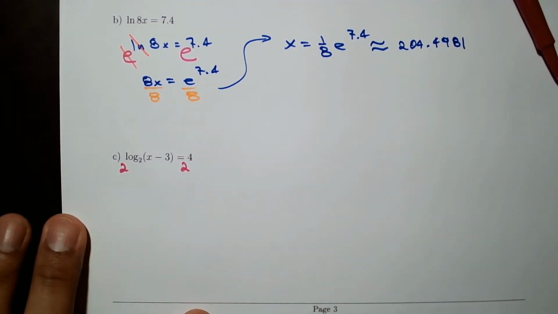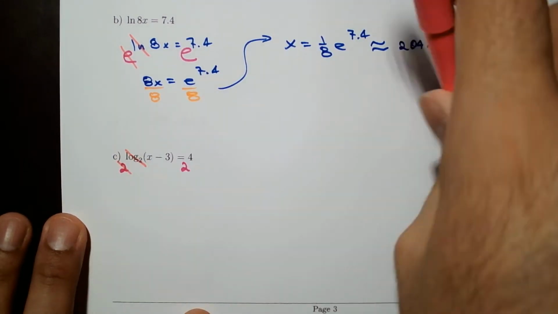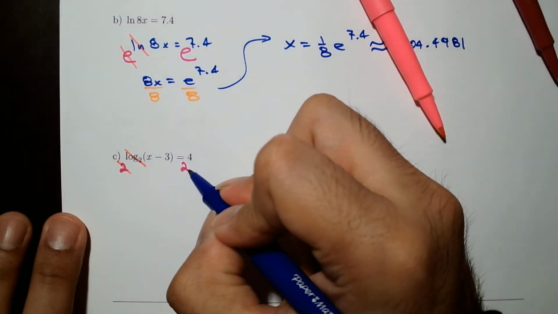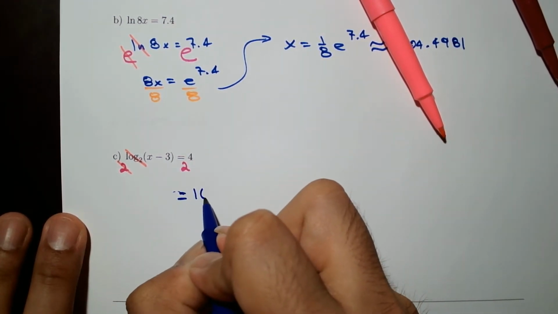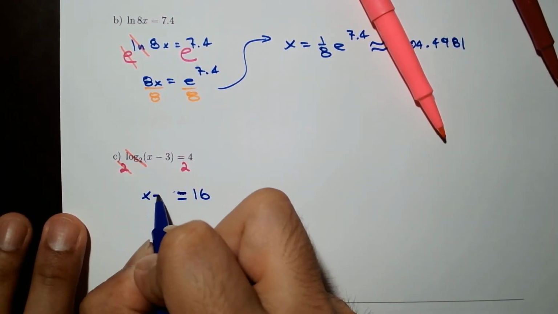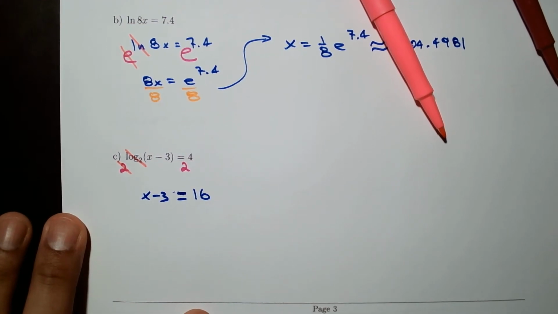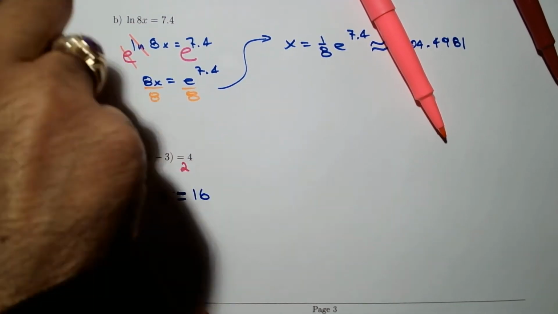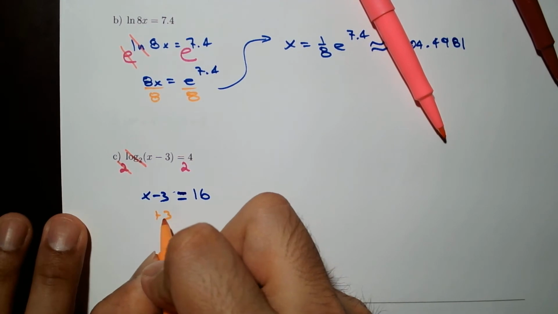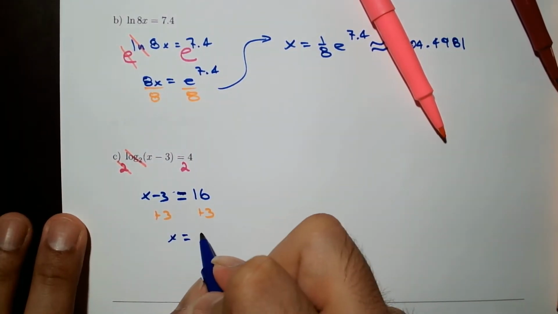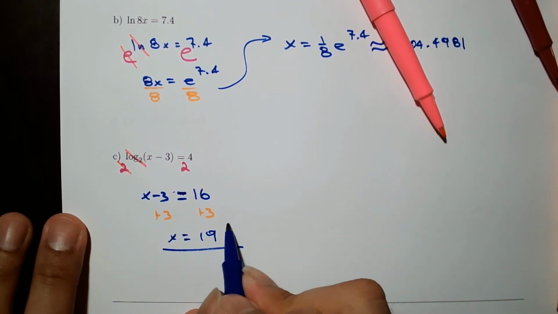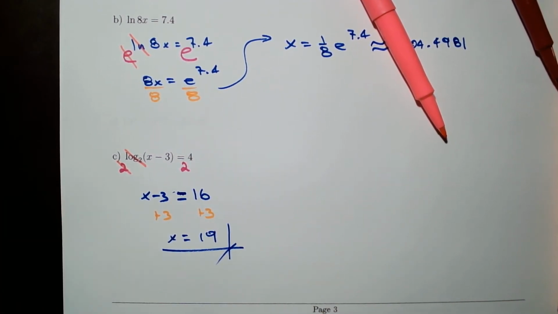So 2 to the log base 2 cancels, and we evaluate 2 to the 4th power, which in this case is 16, and x minus 3. All we do here is add 3 to both sides. 16 plus 3 equals 19. Final answer.